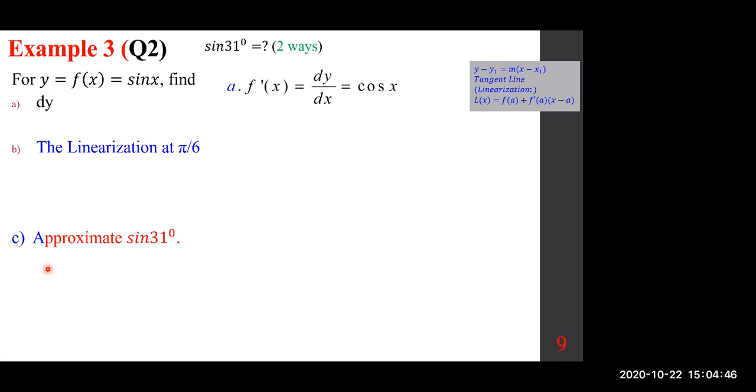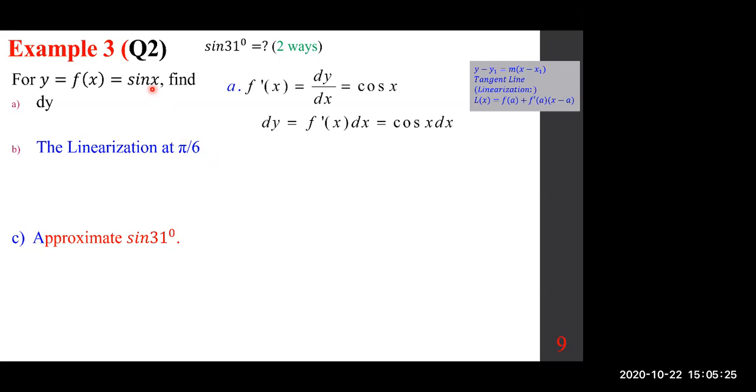Now, what is dy? dy by definition is f prime of x dx. So cosine x dx. That's all there is to it. Done. Now, the moment you hear linearization, just remember what? The point slope, class. That's all you really need to remember. This is what linearization is all about, but you don't even have to memorize this formula. Just remember the point slope. So you need a pair. So x is pi over 6, everybody. x is pi over 6, given.